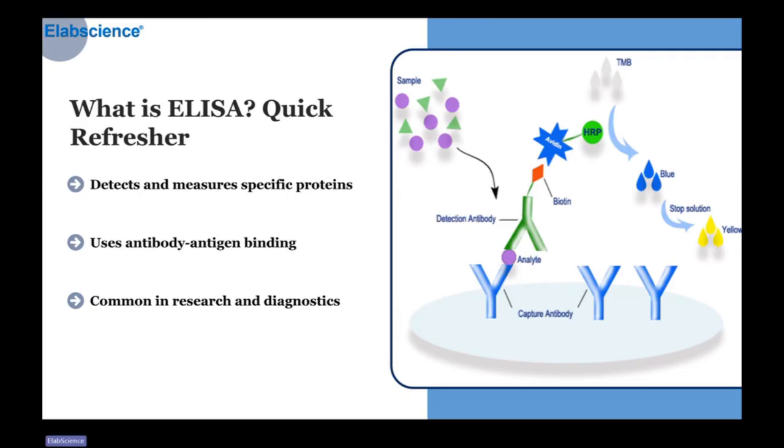So let's start with a quick refresher on ELISA. ELISA, or enzyme-linked immunosorbent assay, measures the specific proteins in a sample using antibody-antigen interactions. It is highly sensitive and widely used in both research as well as diagnostics. In principle, ELISA captures a target protein with a specific antibody and uses a detection antibody to produce a measurable signal, allowing the precise quantification of the protein in the sample. So understanding this foundation helps us plan experiments that are accurate and meaningful.